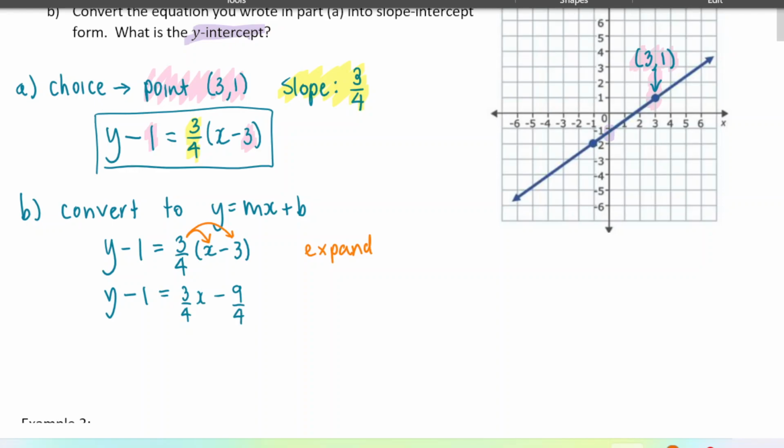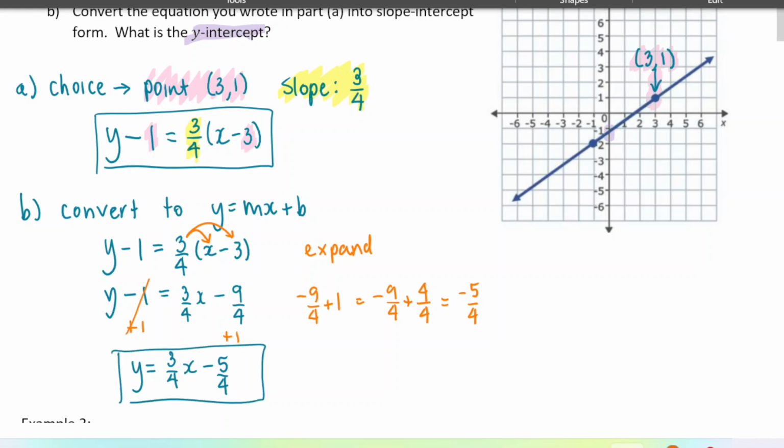Okay, now I'll just move this 1 to the other side, because in the y equals mx plus b format, I don't have any numbers on the left-hand side. So that cancels with 1 over here. So I'll have 3 over 4 x minus, and then it'll be 5 over 4. Let me prove that to you. When I do -9 over 4 plus 1, that's the same as -9 over 4 plus 4 over 4. I can change it to have a common denominator, and then I can add the numerators together, which would be -5 over 4. So here's my final answer.